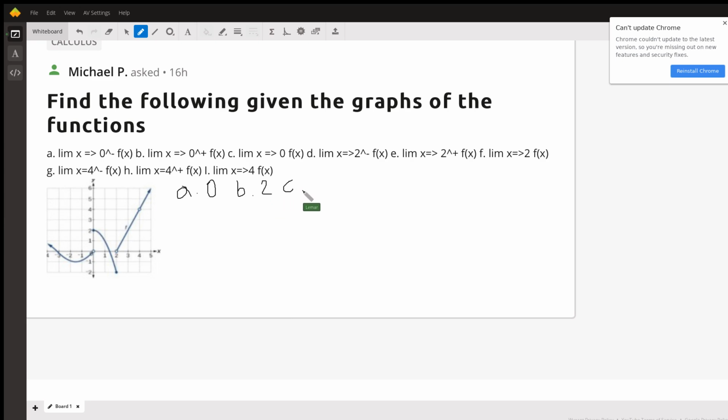For C, we look at the limit as x nears 0 from both sides. As you can see, from the left and the right, we have two different values. From the left, we reach 0. From the right, we reach 2. So C does not exist because the two values aren't equal.